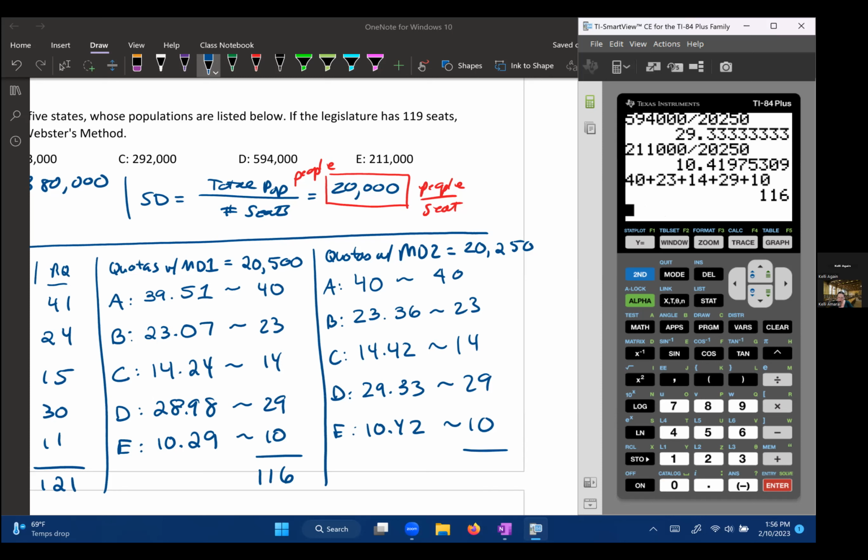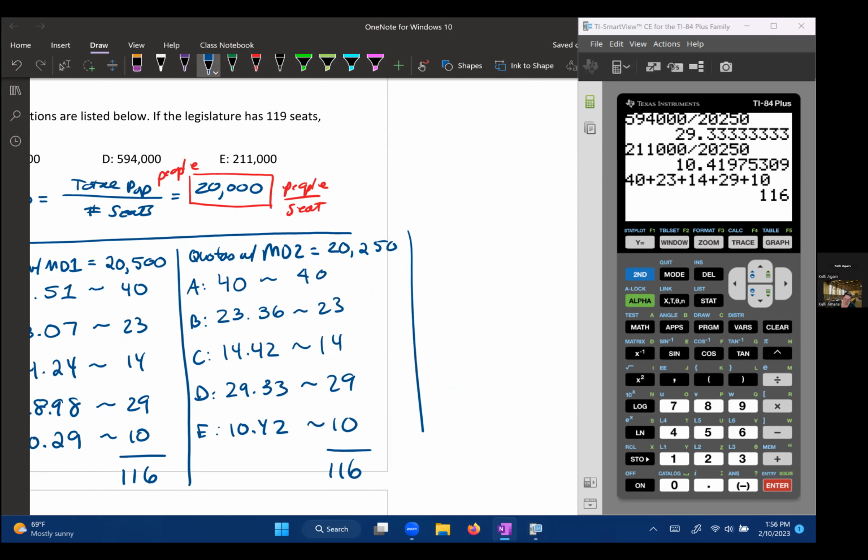That means I didn't go small enough, right? I need to go smaller. What I said to myself was, maybe I should go a little closer to 20,000, because 121 is closer to 119 than that is. So I didn't go small enough, and that gives me the exact same apportionment. Okay, so I've got to do it one more time.